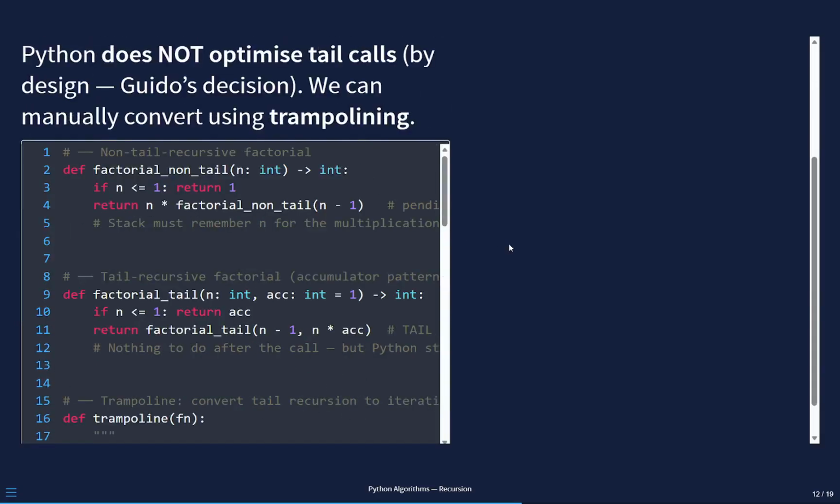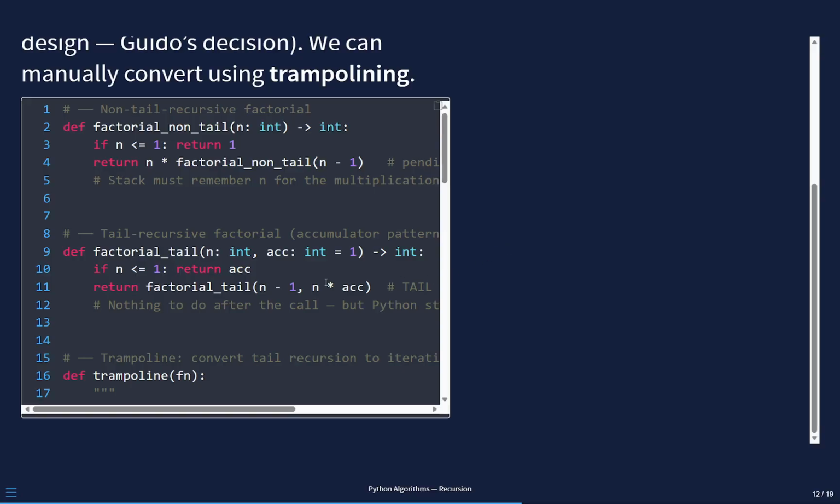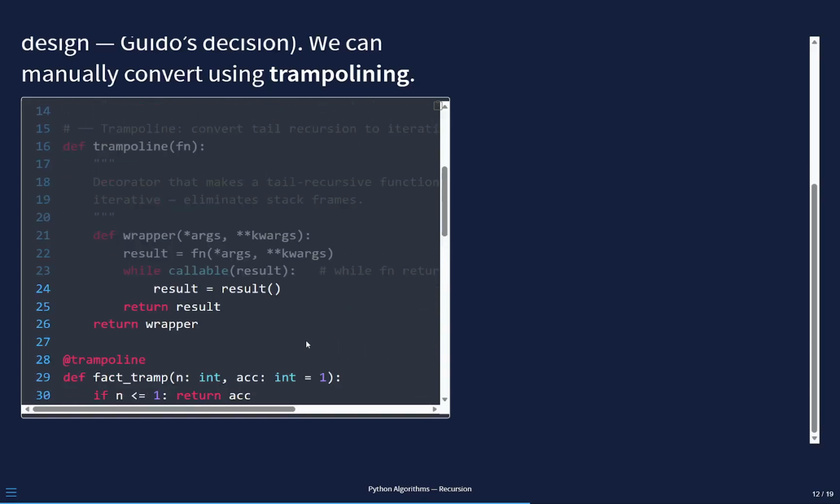CPython deliberately does not do this. Guido van Rossum's reasoning is explicit. Tail call optimization hides stack frames from tracebacks, making debugging harder. In Python, explicit is better than implicit. If you want iteration, write iteration. So how do we get the benefit of tail recursion in Python?